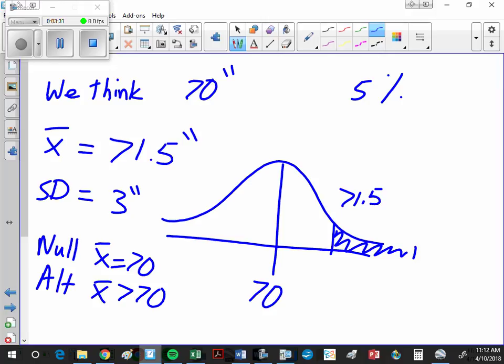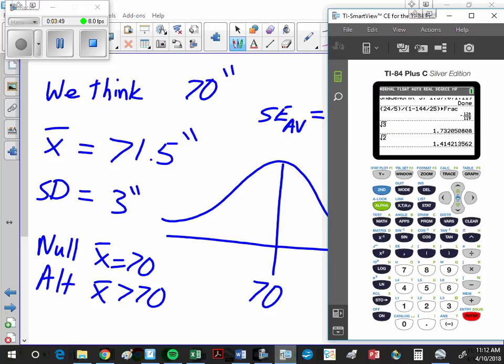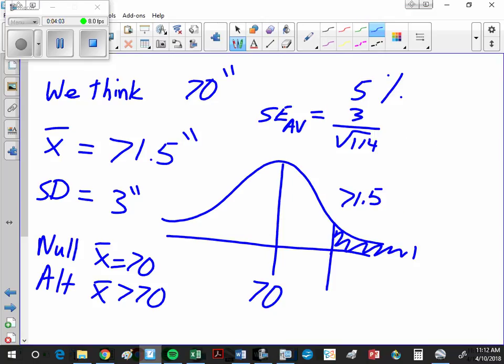So I need to calculate an SE. Which SE do I need? SE average. So the SE average is going to be 3 divided by the square root of 144. So 3 divided by 12, and I get 0.25. Now I need to create a z-score of this according to 0.25.